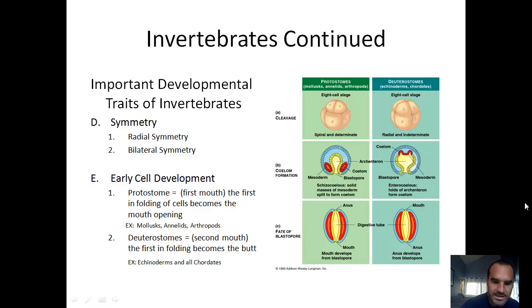The very last, the most complex invertebrate is a starfish, and it has the same kind of infolding happen when it's just a few cells big, but that infolding actually becomes the butt of the organism. And everything after starfish, so bony fish, mammals, birds, reptiles, human beings, that first infolding becomes the butt of that animal. And that's called deuterostome development, which means second mouth.